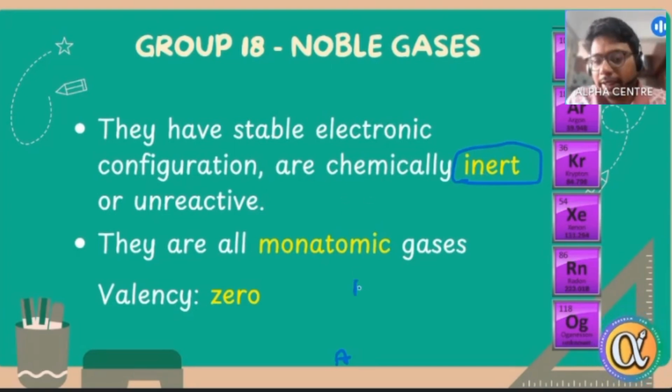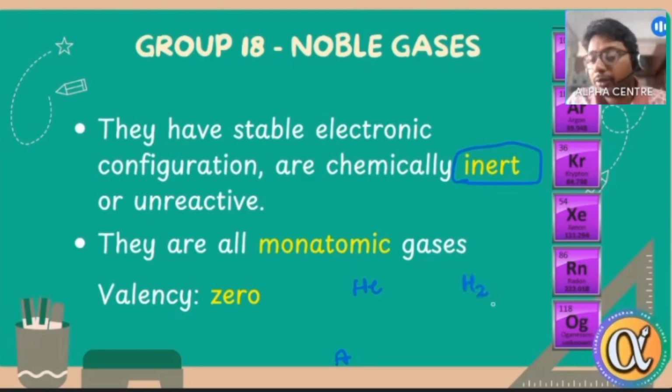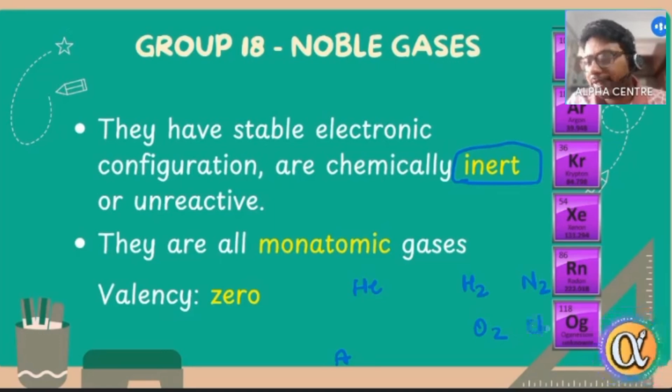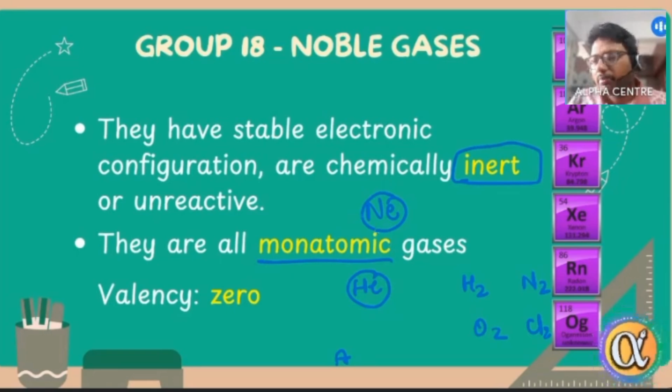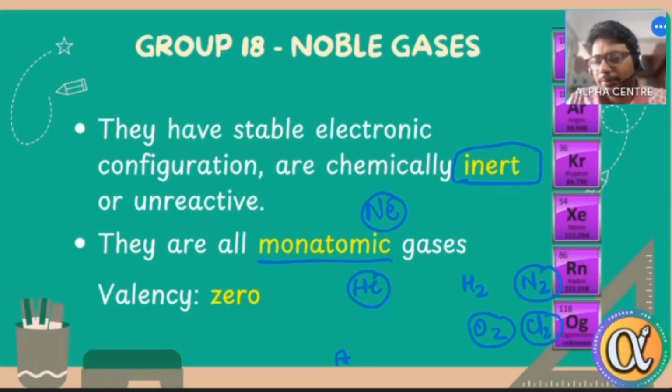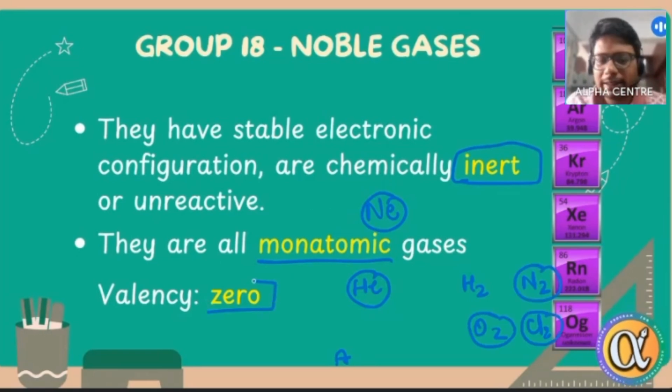For example, helium, unlike common gases like hydrogen, see, we know hydrogen stays in pair, nitrogen stays in pair, oxygen stays in pair, chlorine stays in pair. So all the reactive gases stay in pair, while helium stays alone. Neon stays alone. The neon gas is monoatomic, helium gas is monoatomic, because they don't need to combine with another element. Clear? And their valency is zero.